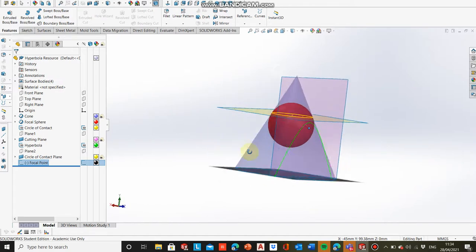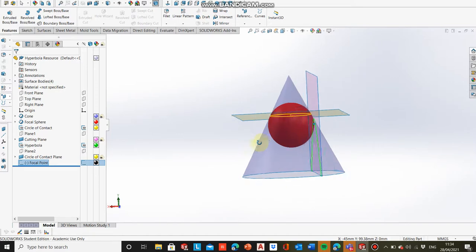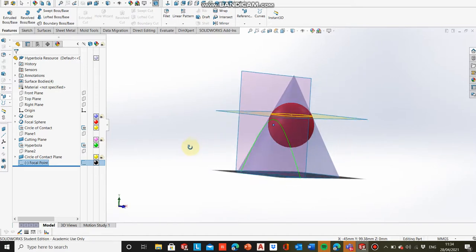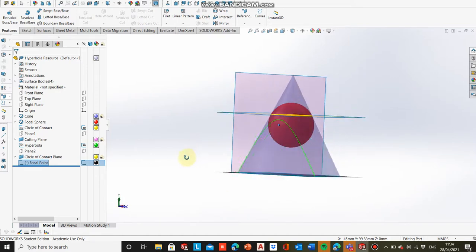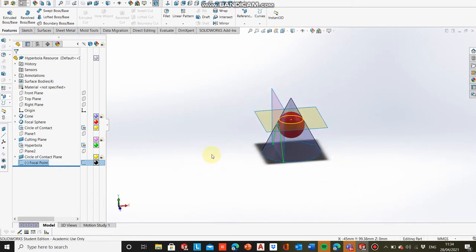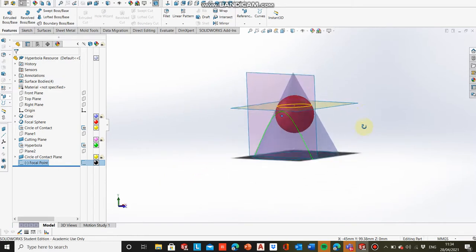And I think this resource will help students pay particular attention to what a hyperbola is, as it shows all the necessary areas you need to construct the hyperbola.